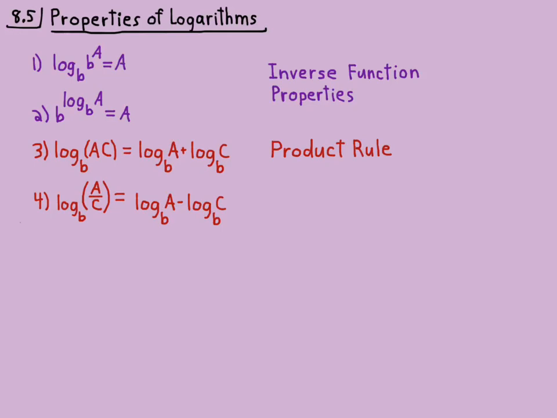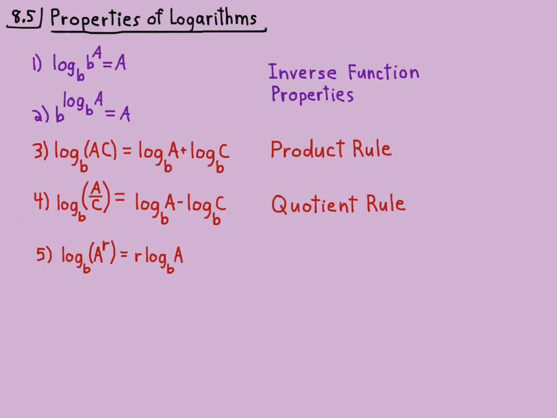Now, sometimes you want to write out a logarithm as a sum or difference of a bunch of little simple logarithms. Then you would go from left to right on these. So this is the quotient rule. Quotient just means divide. Product means multiply. They're alphabetical, PQ. Kind of nice.